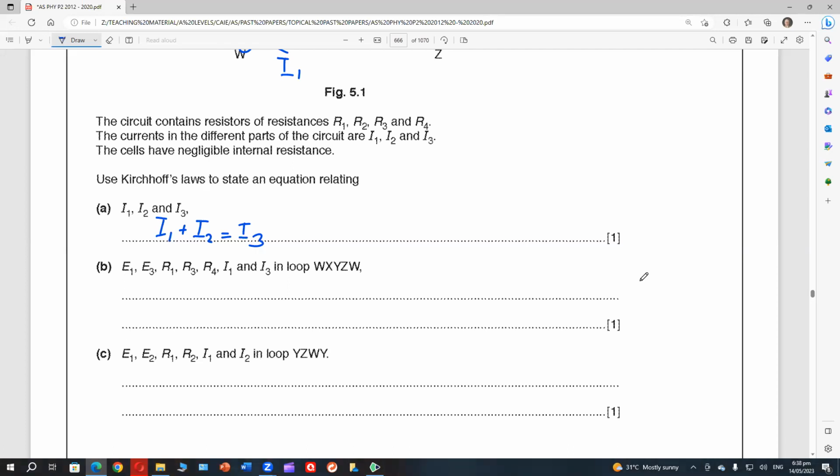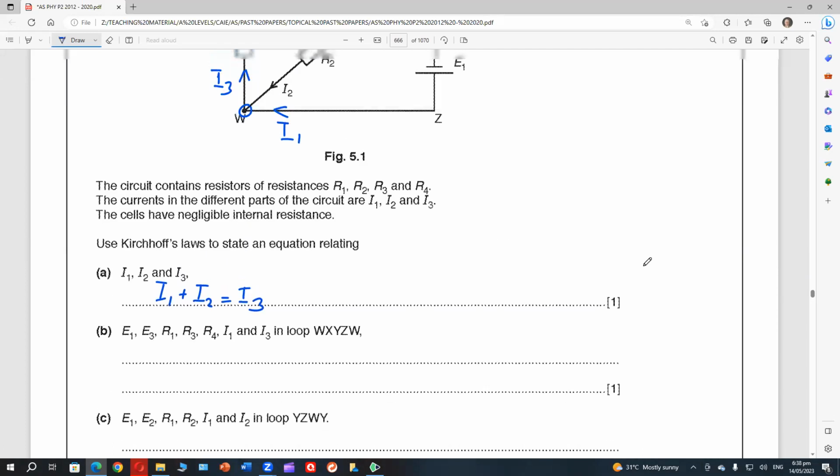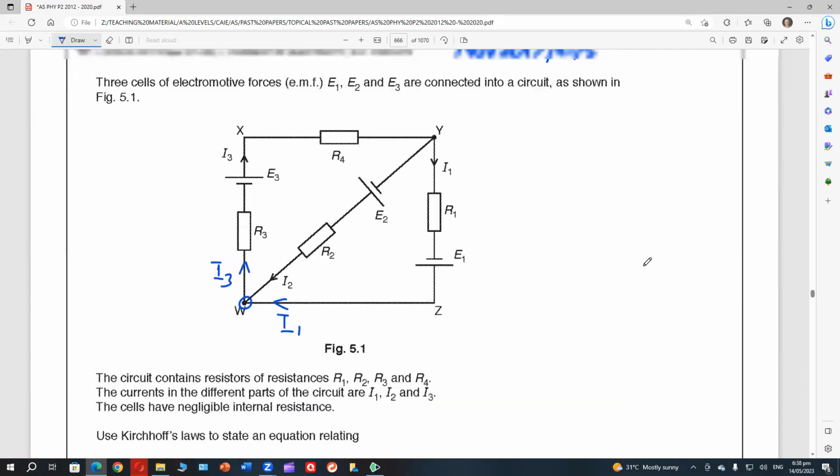E1, E3, R1, R3, R4, I1, and I3 are in the loop W, X, Y, Z, W. So we are taking the bigger loop. Now try to make an equation. You can see the polarity.